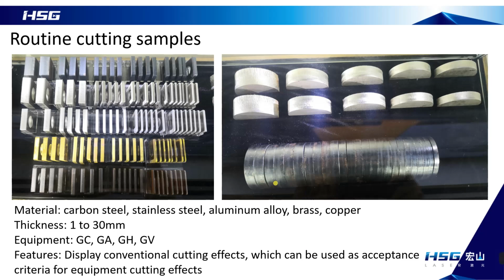Here are some of our regular cutting samples. Because, as we said before, if the customer does not have special requirements, then we will cut square and circle. And here are some of the effects that we cut. From 1 millimeter to 30 millimeters, their materials are divided into carbon steel, stainless steel, aluminum, brass, copper. All these, in fact, are normal cuttings used to show customers.